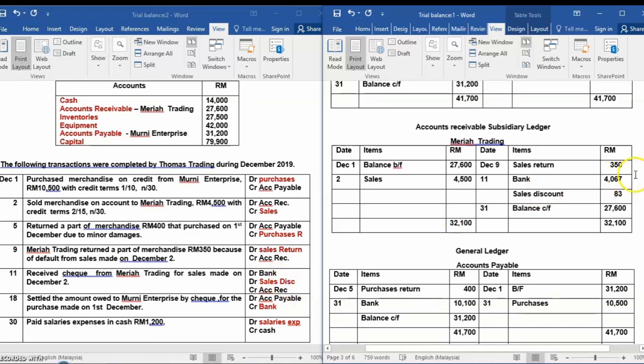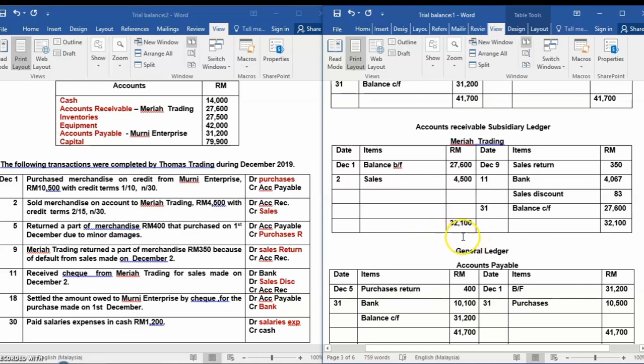discount. We have calculated this amount in the cash receipt journal, and we have to close the account, debit and credit with the same amount, and the different amount will be the balance carried forward 27,600, and brought forward for the next month, 1st of January, 27,600.